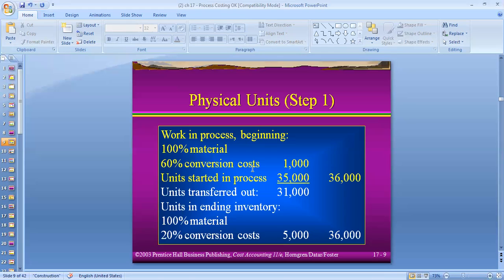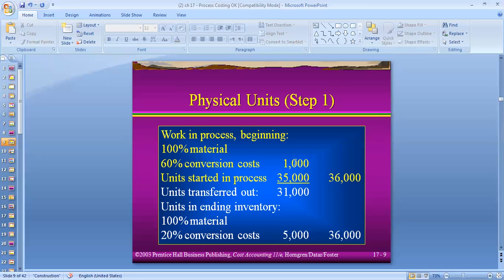This is a new example. Don't look to the previous one, because in the previous one, the ending work in process was 20%. So if we used it here, we would say that it is 20% completed. But this is a new example. That's why I'm saying material 100%, and I may neglect this information. But conversion costs, I said 60% regarding the beginning work in process.